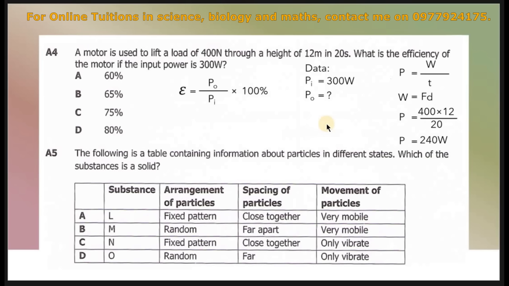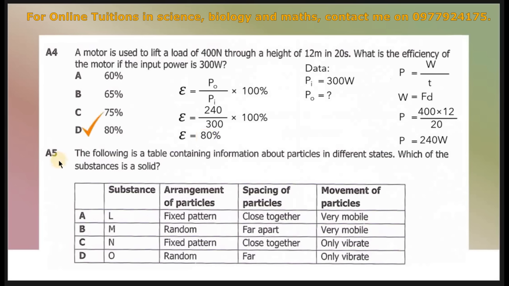So now, after you know your power output, what you are going to do is to replace here. We are looking for efficiency. So efficiency is equal to power output, which is 240, over power input 300, times 100%. When you evaluate everything here, you get your answer as 80%. So your answer is D here.